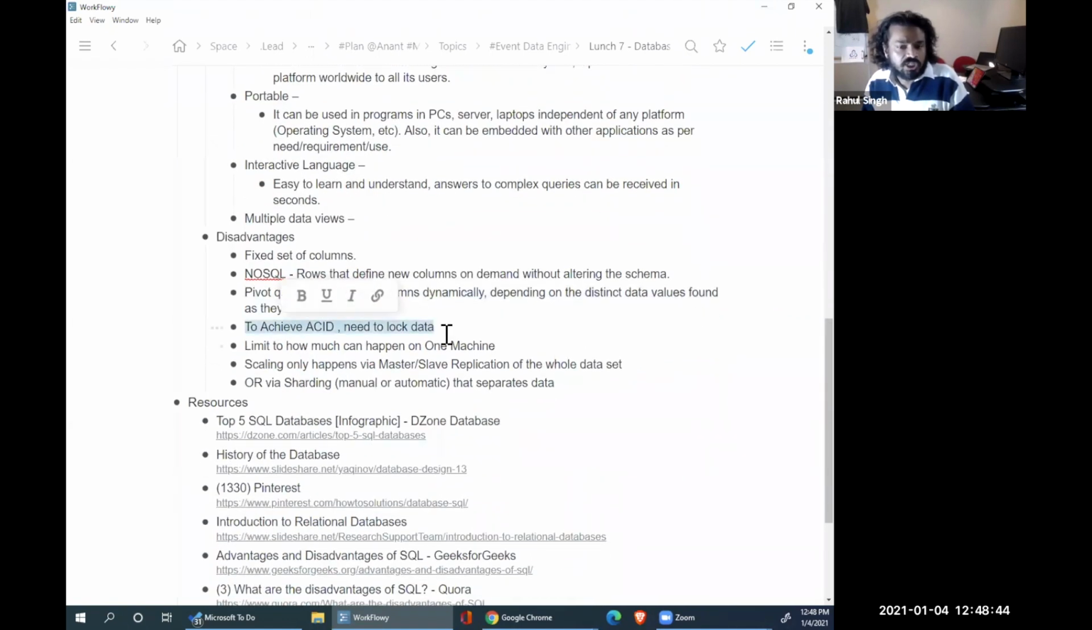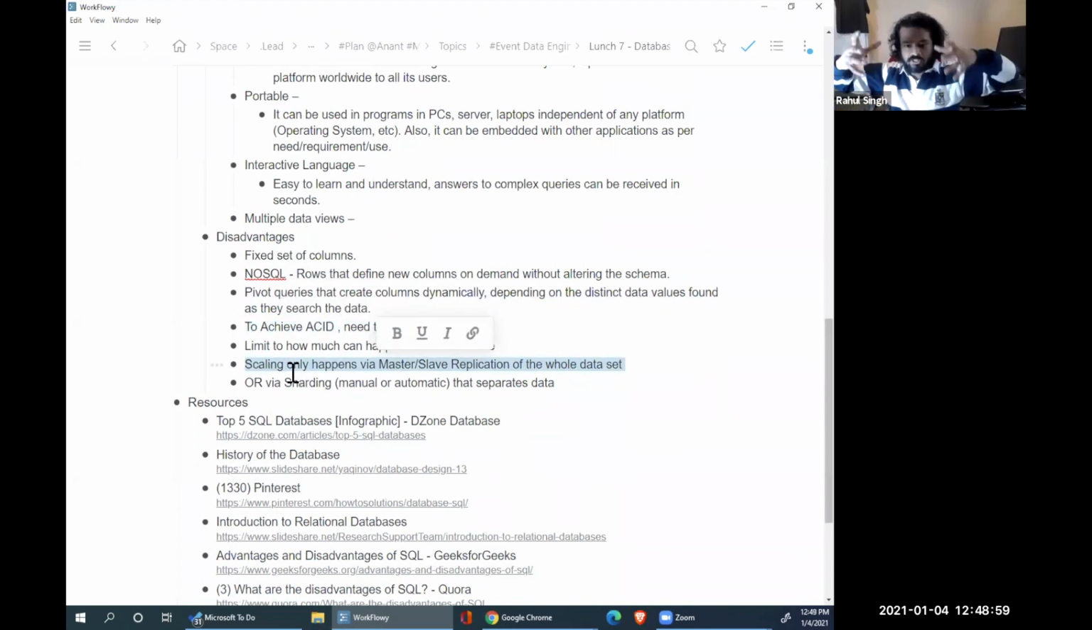As I mentioned earlier, to achieve ACID, you need to lock data. You need to create locks. That means that there's a finite limit to how fast you can read and write data on one machine. And then the only way to scale is master-slave replication, where you have a master that does reads and writes, and you have slave servers, which are read. People now call them read replicas, which take data from the read-write server and just serve reads, but all the writes have to be sent to the read-write server.